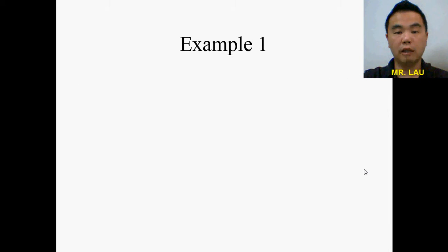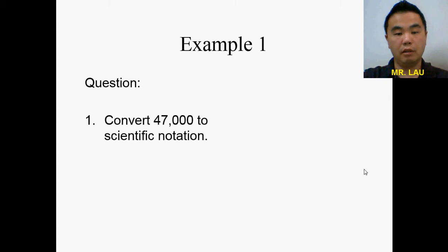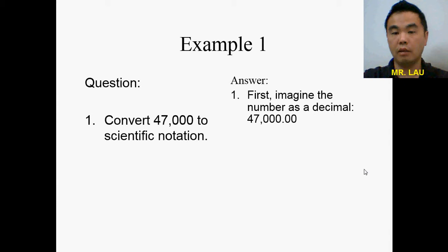Let's take a look at an example. If you were asked to convert 47,000 to scientific notation, how would you go about doing it? First, we have to imagine that number as a decimal. Now, even though it didn't have a decimal here, we all know that there is one. So we can rewrite 47,000 as 47000.00.